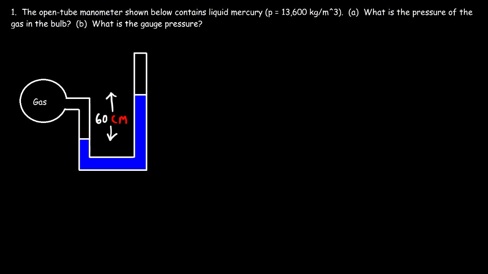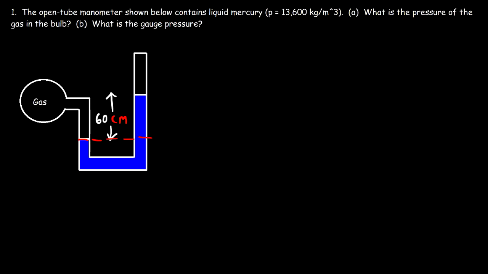In this video, we're going to focus on solving physics problems associated with open tube manometers. The open tube manometer shown below contains liquid mercury, and we're given the density of mercury. What is the pressure of the gas in the bulb? So this is the reference level.